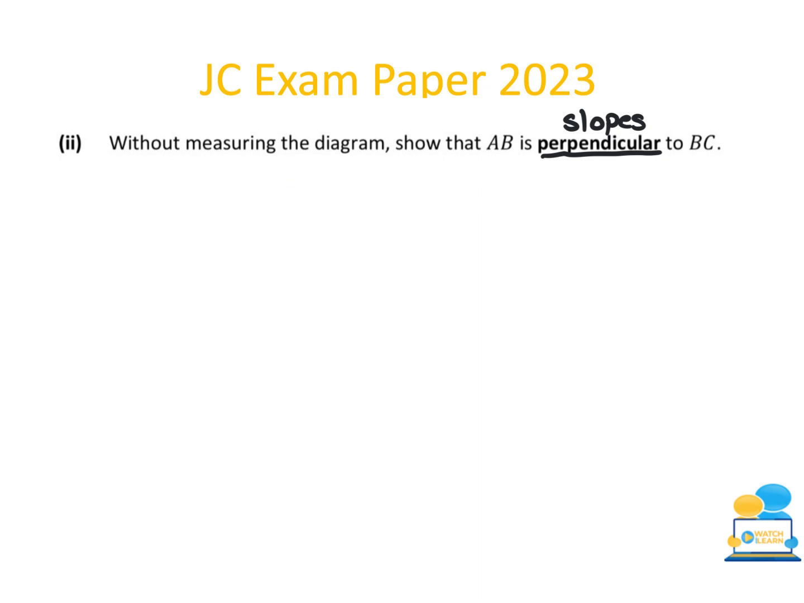So in this question, we're going to use our slope formula. Again, the first thing I'm going to write to get my marks is what my slope formula is. That is m equals y2 minus y1 over x2 minus x1. Just like part 1, I'm going to do this twice. First, I'm going to find the slope of the line AB, and then the slope of the line BC. If they are perpendicular to each other, they should be negative reciprocals of each other.